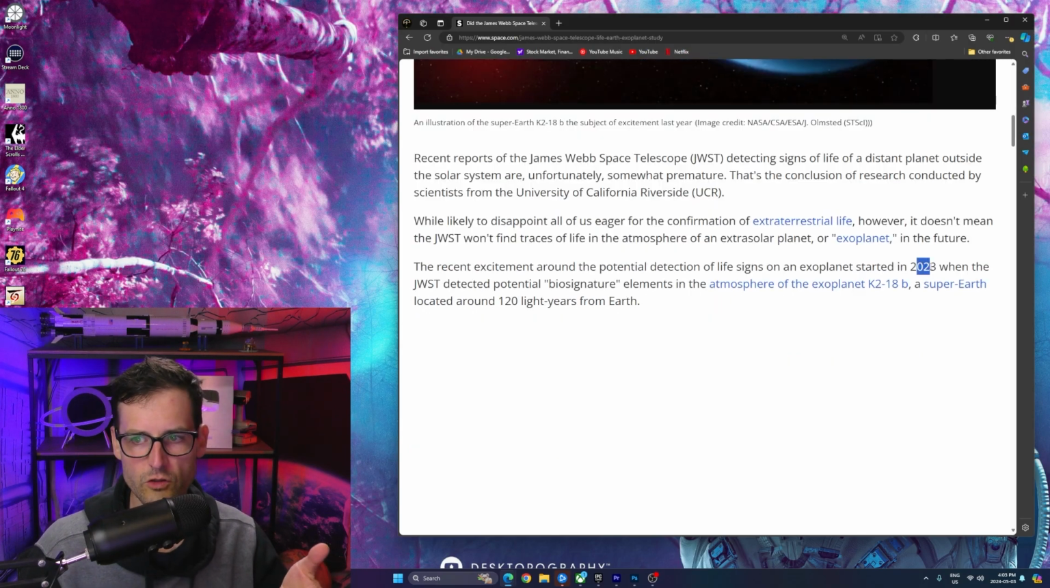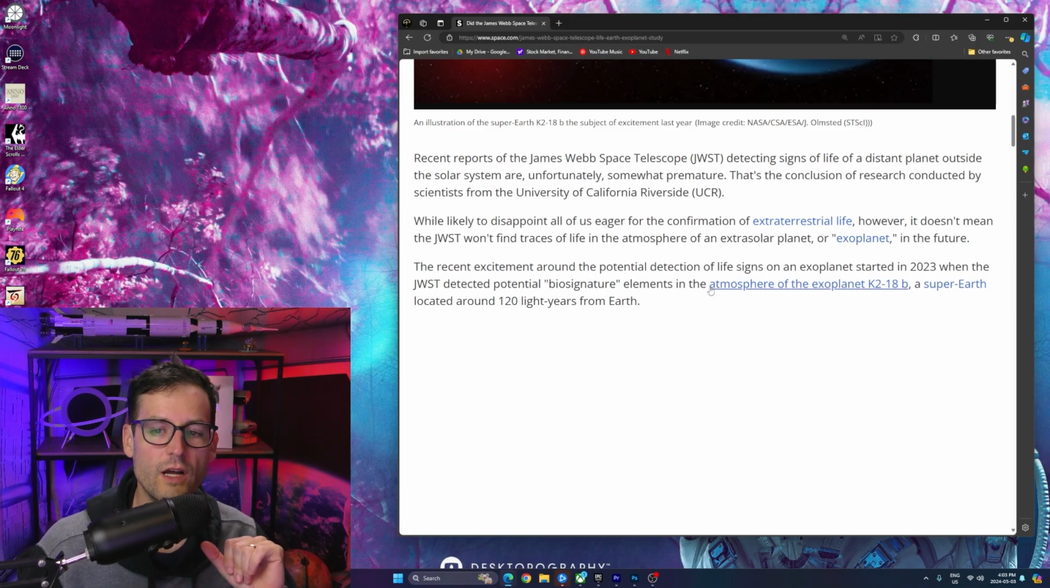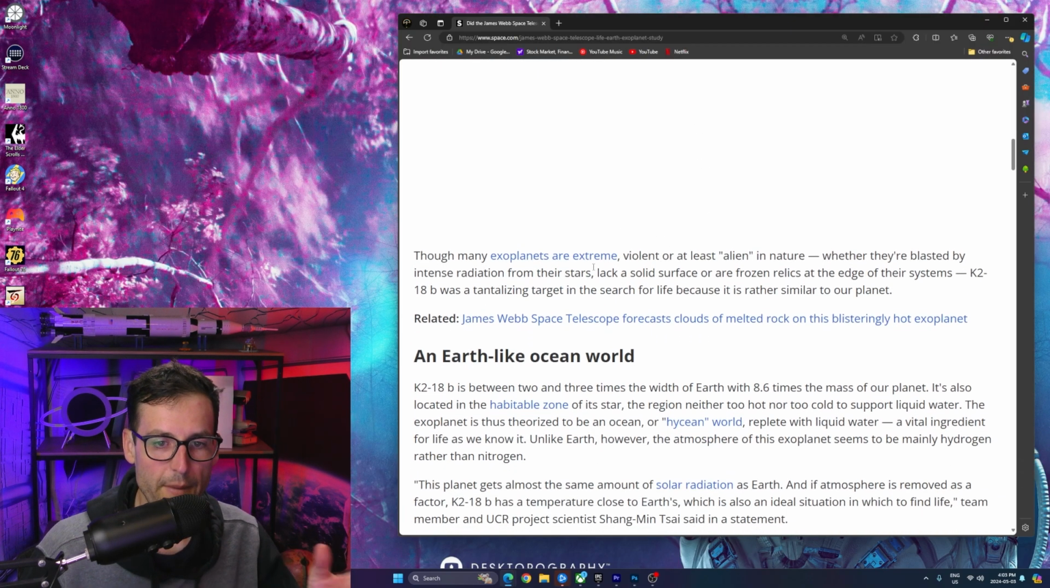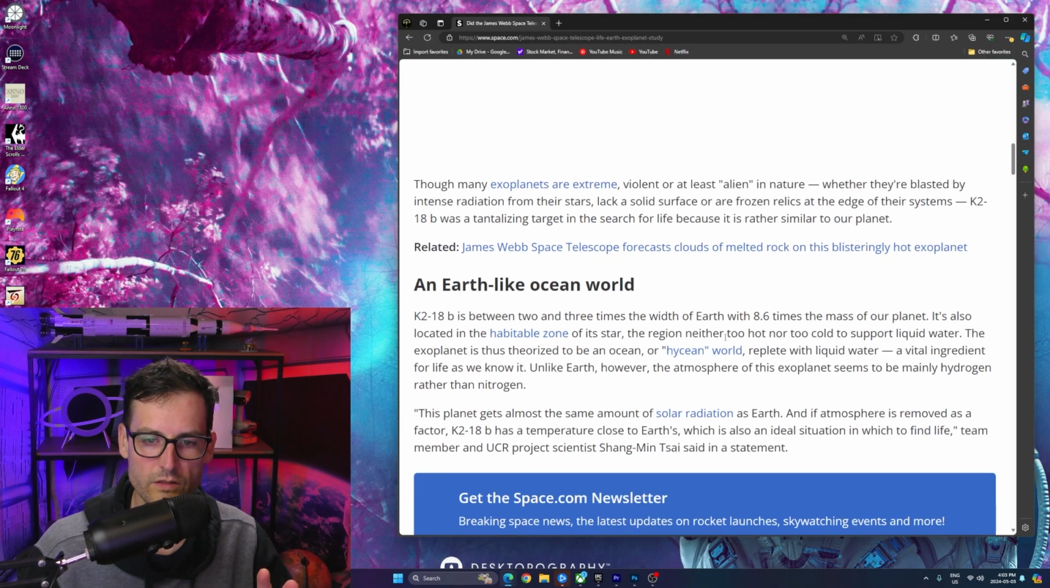So in 2023, the James Webb Space Telescope detected potential biosignature elements in the atmosphere of the exoplanet K2-18b, 120 light years from Earth. Many exoplanets are extreme, violent, or at least alien in nature. This one is kind of similar to Earth in ways. If you don't know about this exoplanet, it's between 2 to 3 times the width of Earth with 8.6 times the mass of Earth. It's also located in the habitable zone of its star.